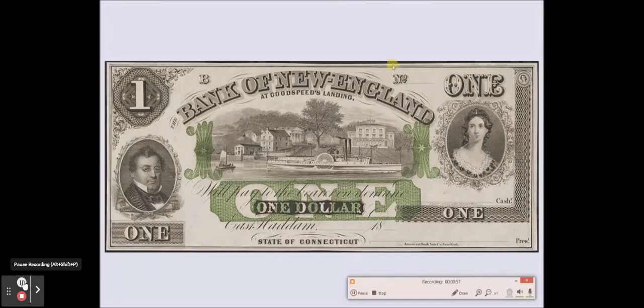This is from the Bank of New England at Goodspeed's Landing. Not sure where that is. I probably saved this because we've got some buildings. This looks to me like a greenback, but I'm not 100%. We don't have a date. It's 18 blank.